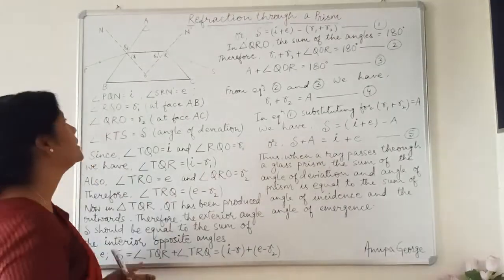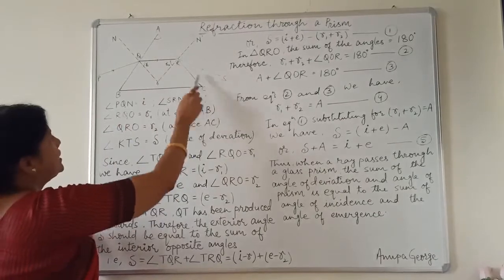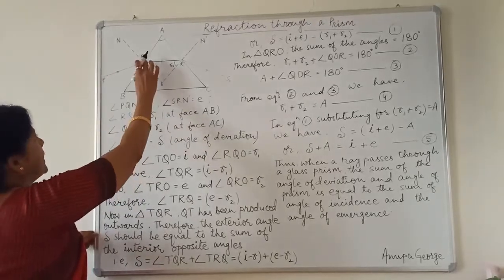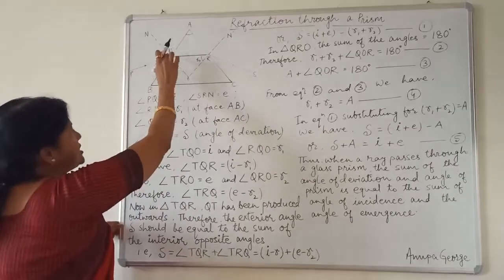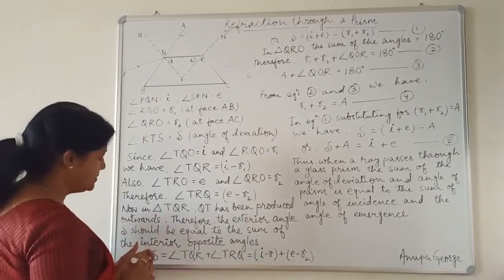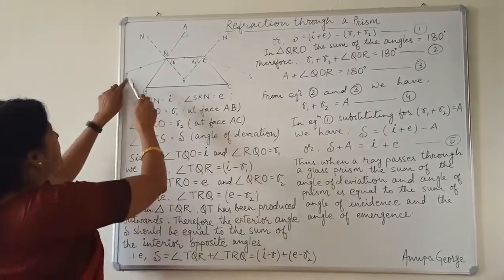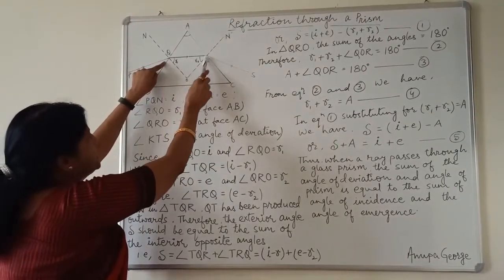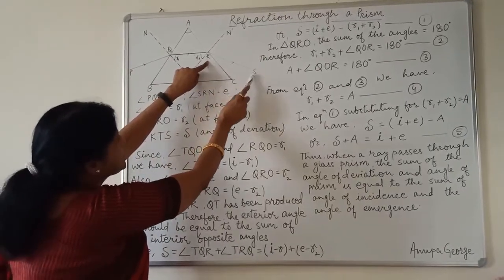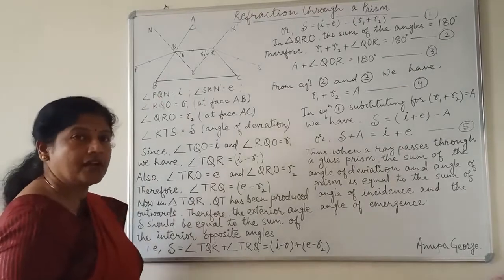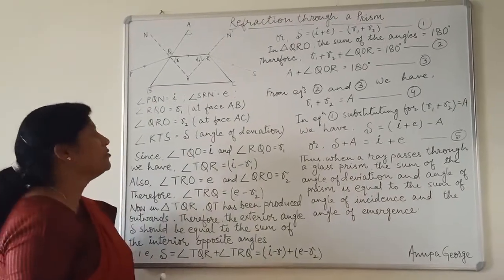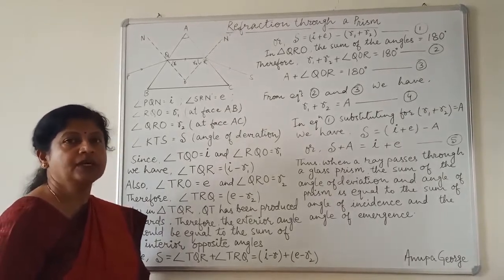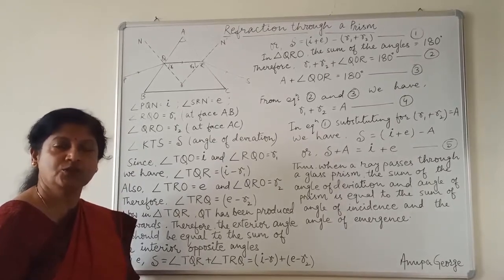Here you see ABC is a glass prism. Here PQ is the incident ray which is passing through the glass prism. So we have PQ the incident ray, QR the refracted ray and RS the emergent ray. Now we know that when a ray of light passes from a rarer to a denser medium, the ray of light bends towards the normal.